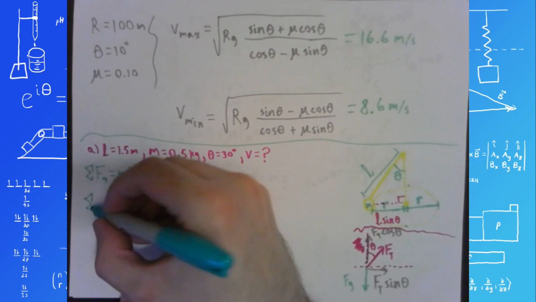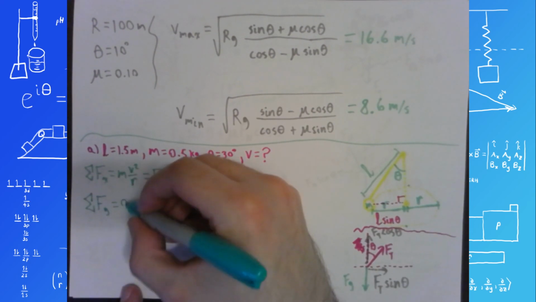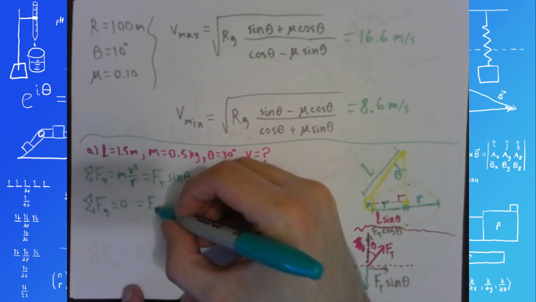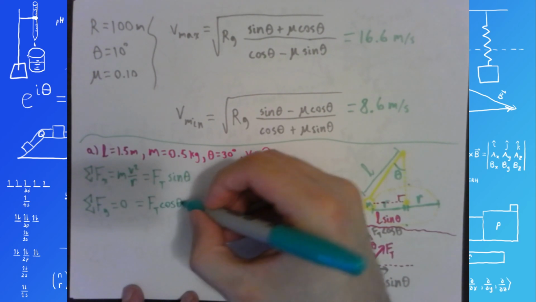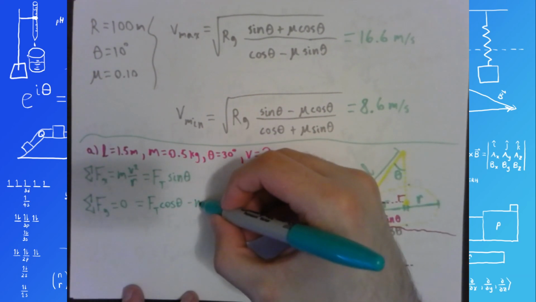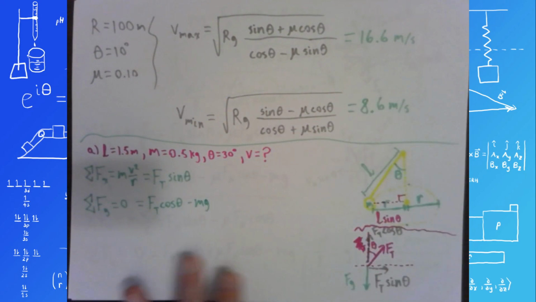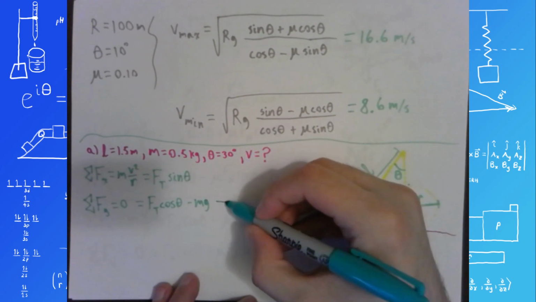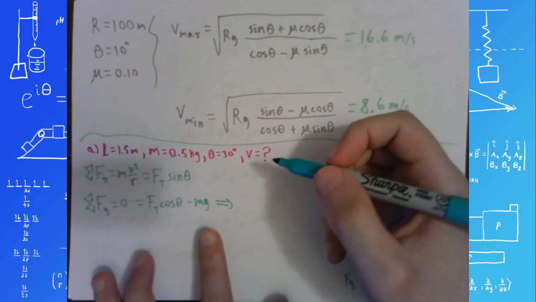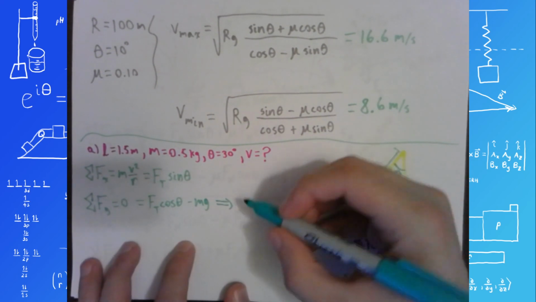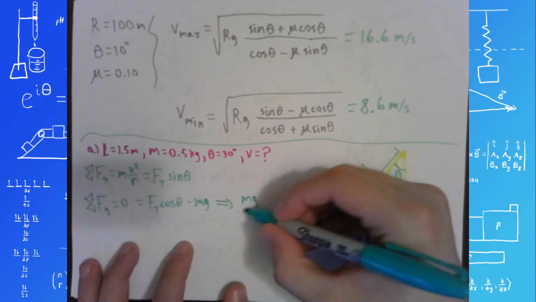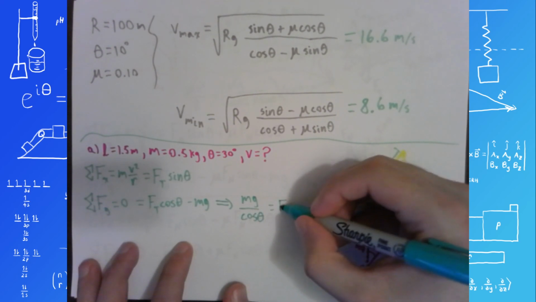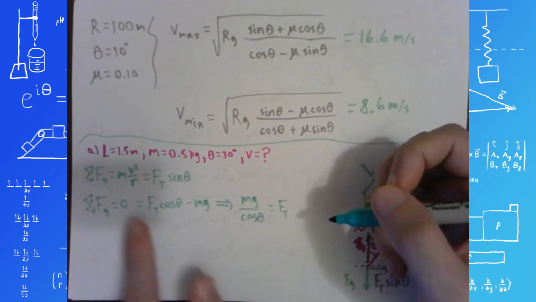And net force in the y direction needs to be 0, equals force of tension cosine theta minus force of gravity, which is just going to be mg. I can add mg to both sides and divide by cosine theta to rearrange this. Then I get mg over cosine theta is equal to the force of tension. I can take this and plug it in here.